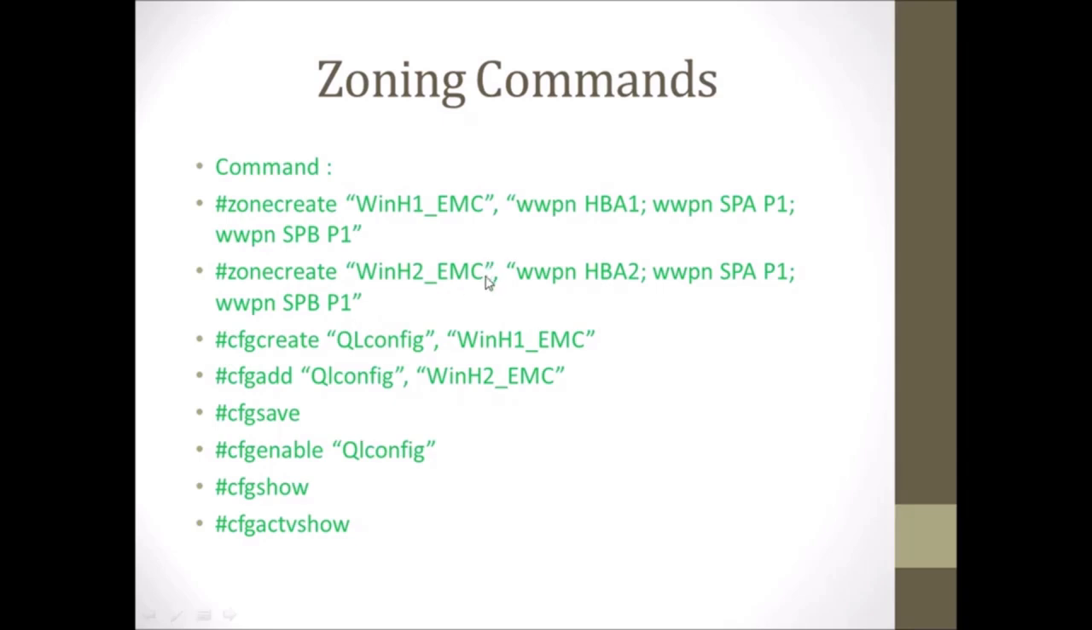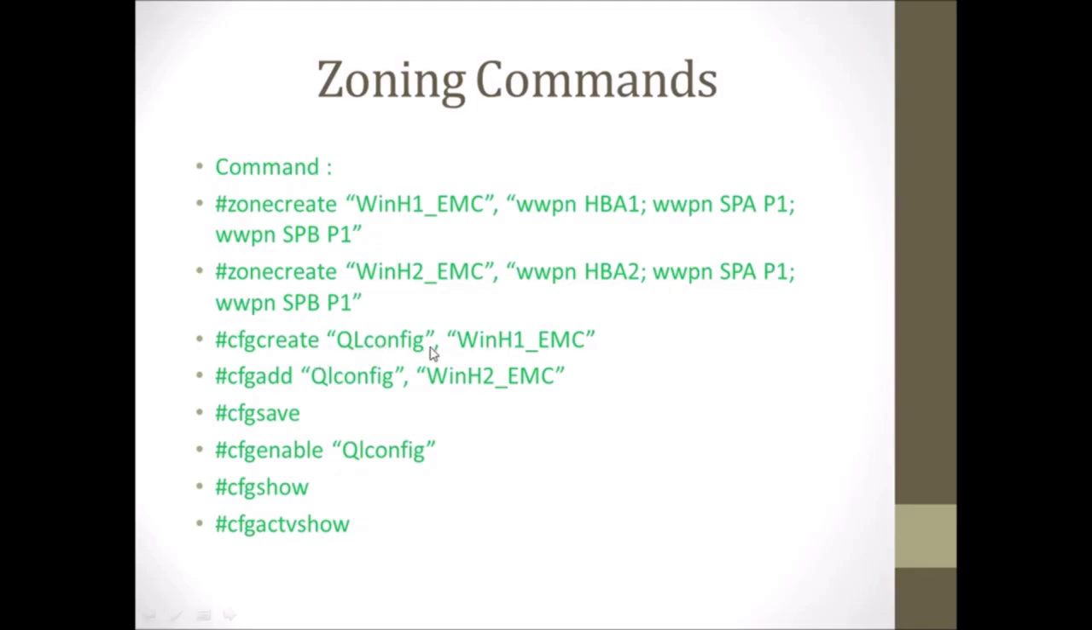Then create the second zone by using the zone create command, WinH2_EMC, in double quotes, then a comma, then in double quotes the WWPN of HBA2, WWPN of SPA P1, and WWPN of SPB P1. Once these zones are created, we have to add them in a configuration file. If it is a new setup, you have to create a configuration file, and the command is cfg create. In this case I've used ql config, and then I have added WinH1_EMC. A minimum of one zone is required to create a configuration file.